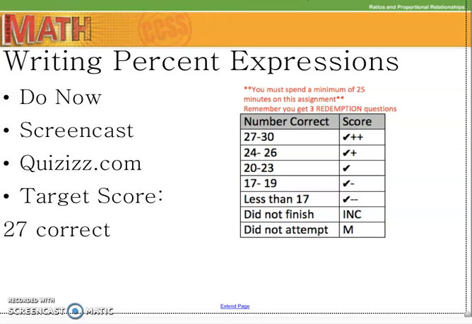Today we are going to be doing a new lesson on writing percent expressions. Remember, an expression just has numbers and variables. So I would like you to, as always, complete the do now, watch this screencast.